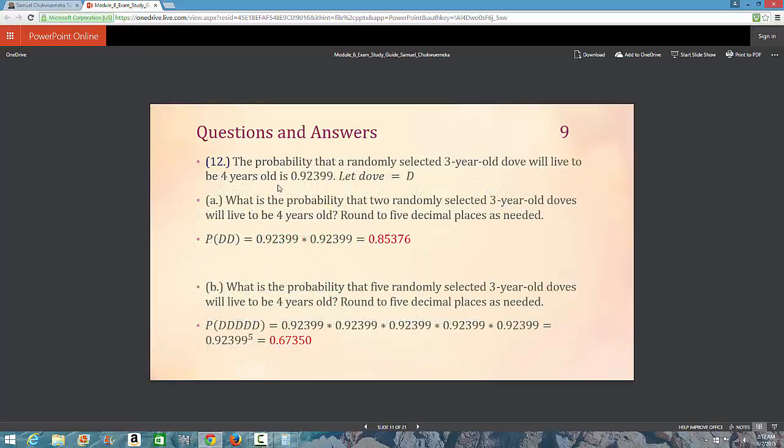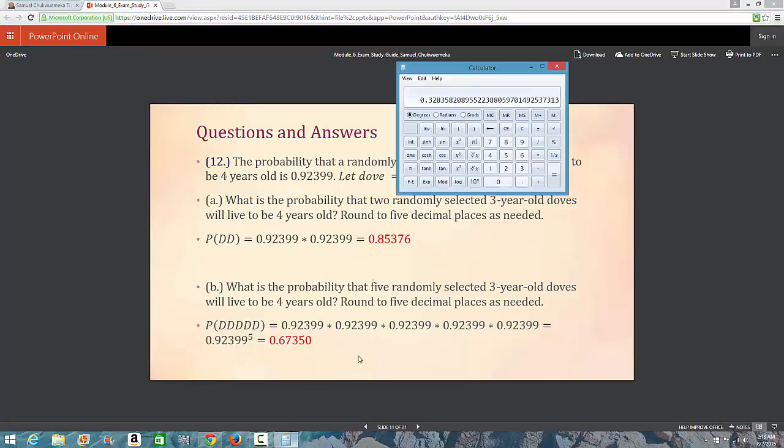Question 12. The probability that a randomly selected 3-year-old dove will live to be 4 years old is 0.92399. So we say let the dove be D. A, what is the probability that 2 randomly selected 3-year-old doves will live to be 4 years old? So you just multiply the two probabilities. It gives you 0.85376. You round to 5 decimal places as needed.